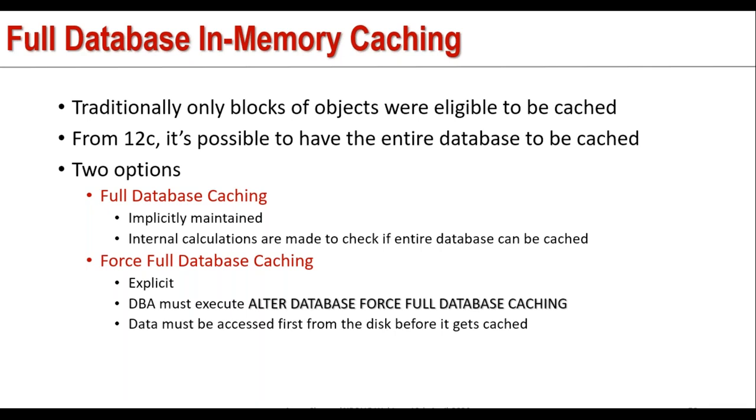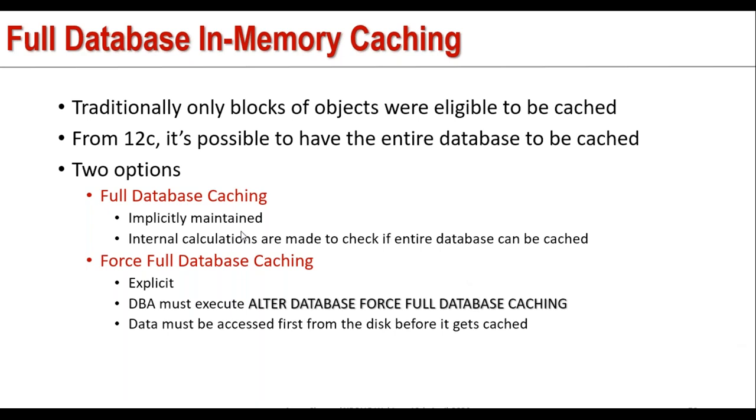For force full database caching, you need, as a DBA, to execute the alter database force full database caching command at the mount stage. Once you do that and you access your database, again with the workload, data is going to start being cached in your buffer cache. Again, the same rule applies: you need to have enough buffer cache to hold your data. This does not have any other optimization, unlike the column-based format of the in-memory. So this is just the cache which you may use at your disposal, if you require the whole database to be put up in your buffer cache.